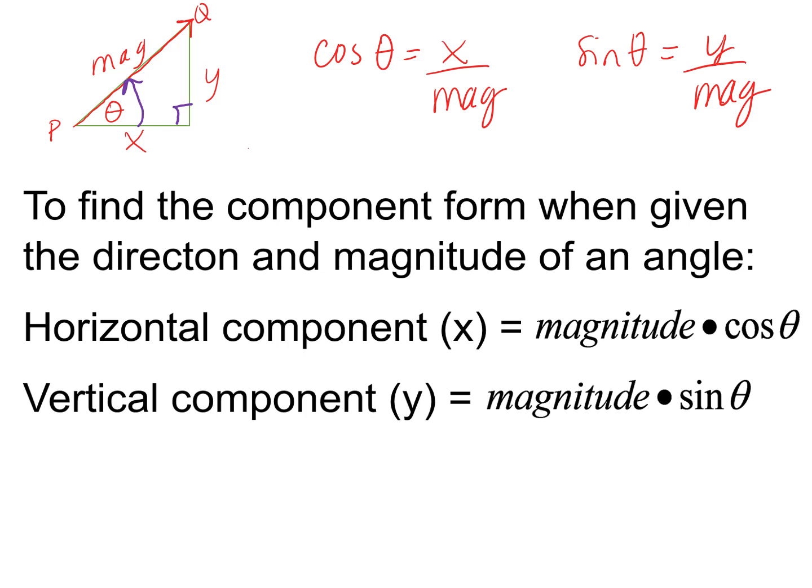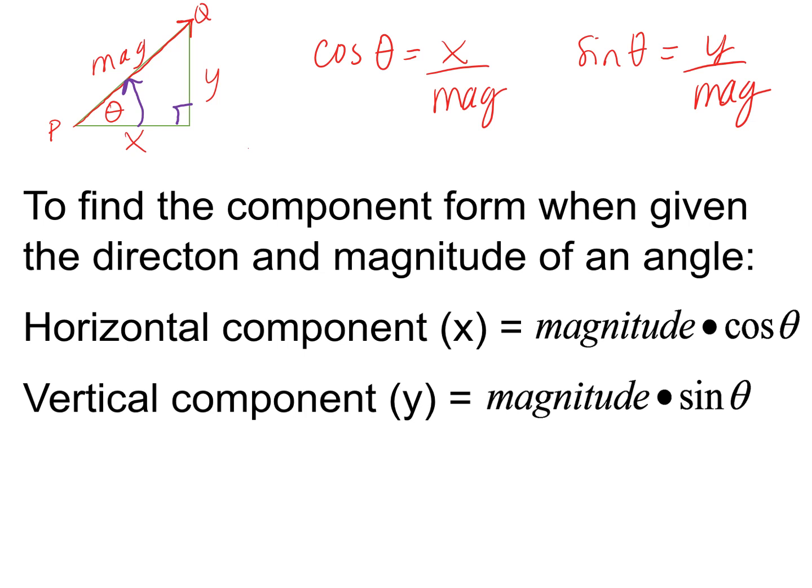And so a little bit of review, our good old SOHCAHTOA, we just used tangent in the previous slide. So review SOHCAHTOA, cosine is adjacent over hypotenuse, so that would be x over the magnitude. And the sine of theta is the opposite over the hypotenuse, so that would be y divided by the magnitude.